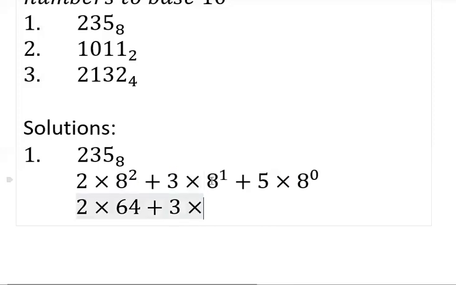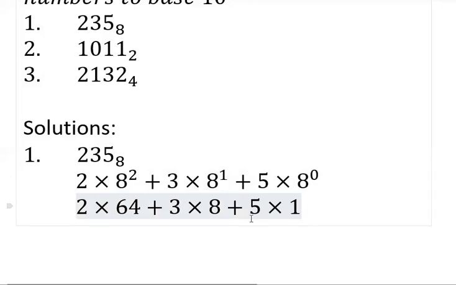Eight raised to power 1 is 8. Very good. Plus, now we have what we have here. Anything raised to power 0 is what? 1. So 8 raised to power 0 is what? 1. Awesome. So with this, we are almost there.